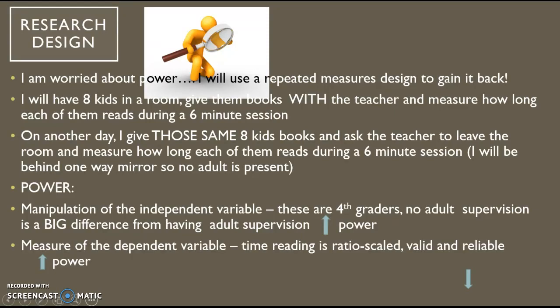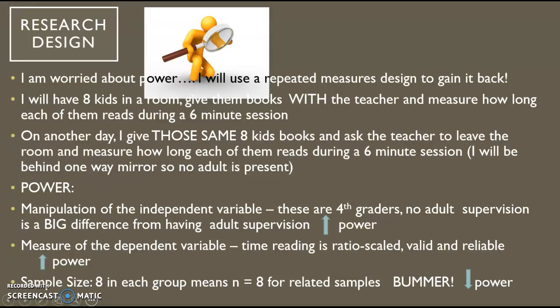When I look at how I'm measuring the dependent variable, I am measuring time spent reading. So I'm using a timer, and I'm sure it's a really accurate timer. I'm also using a ratio scale, meaning 0 means they didn't read at all. And so I've got a really good measure of my dependent variable. So I think I've got some pretty good power strategies there.